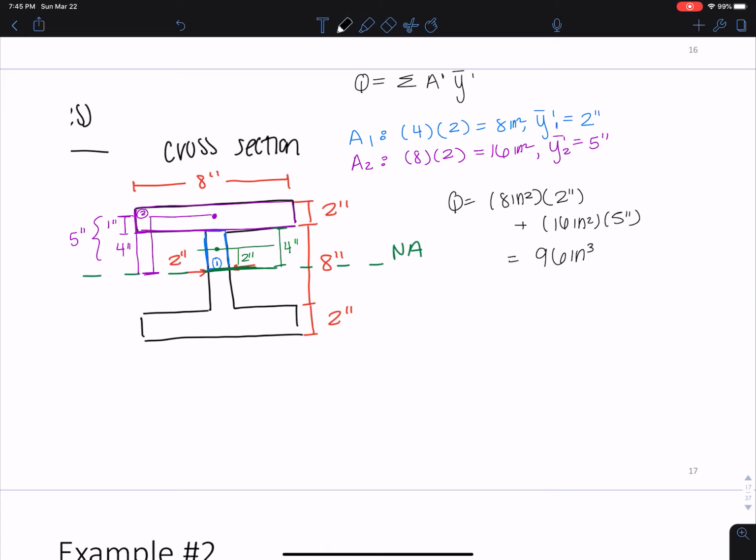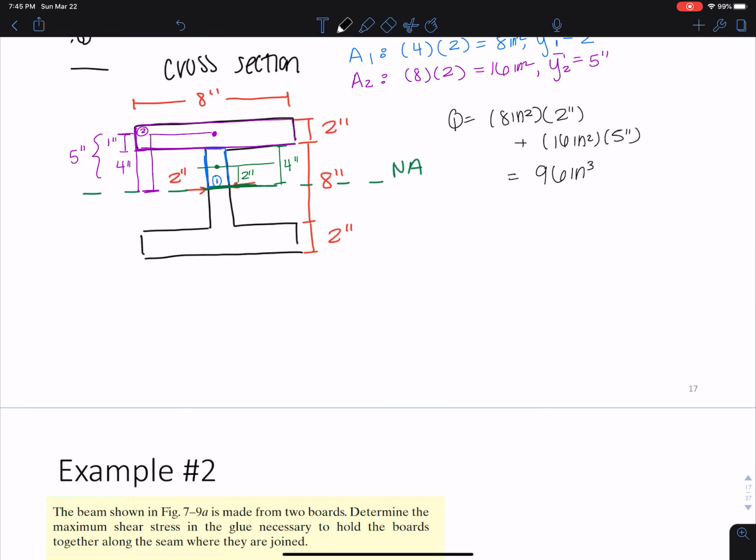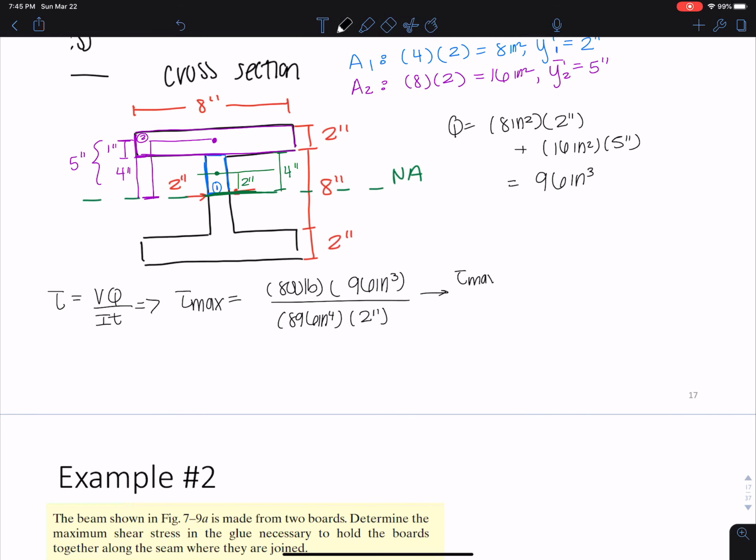Okay, so if you just keep it really organized like this, then you'll get the right answer and it'll all be good. Okay, now we can plug everything in and we get tau max is equal to 800 pounds times 96 inches cubed divided by 896 inches to the fourth times 2 inches, and we get tau max equals 42.86 psi.